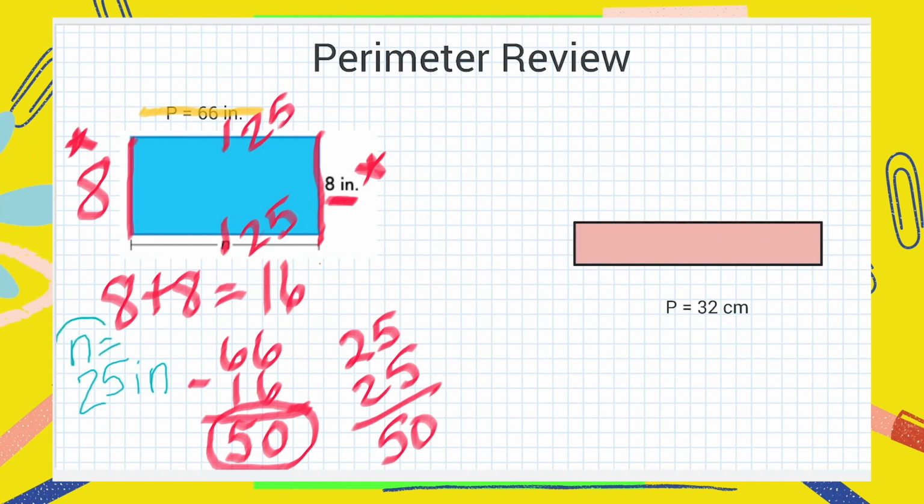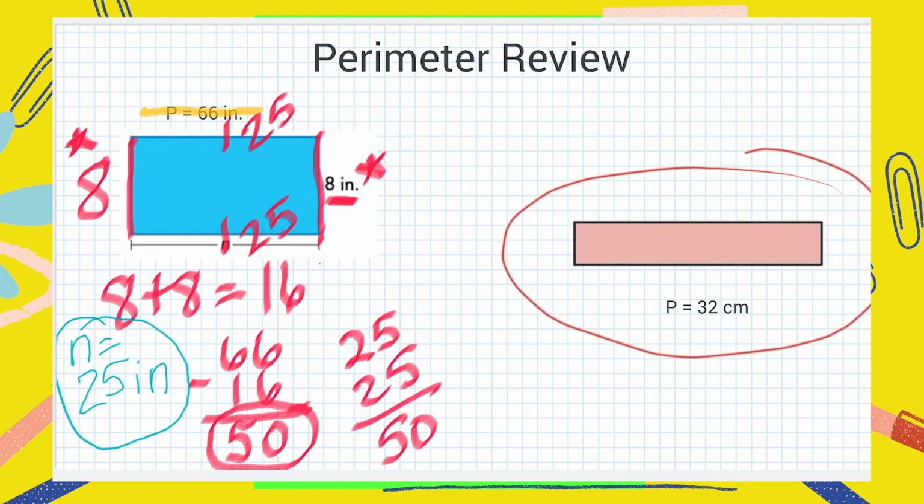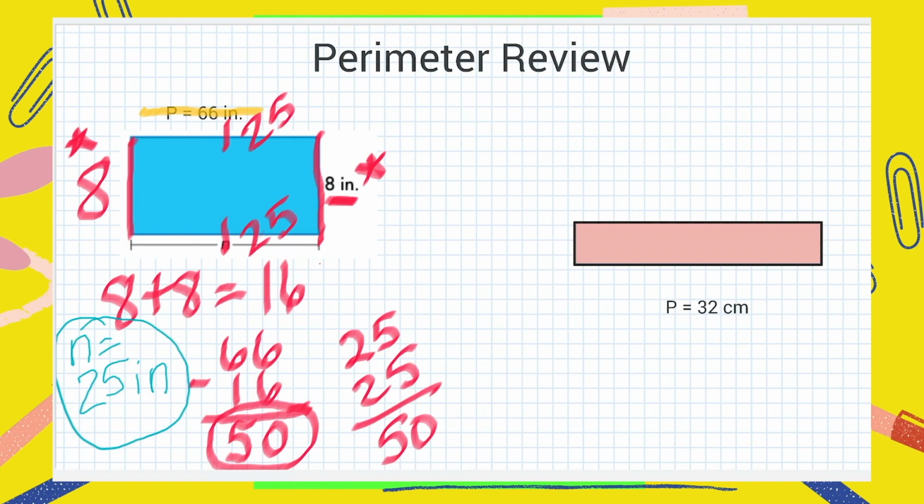N equals 25 inches. Pat yourselves on the back. That was really good. All right, now let's take a look at the second rectangle. This rectangle has a slightly different shape. It gives us a perimeter of 32 centimeters. So that means that the total distance around this rectangle is 32 centimeters.